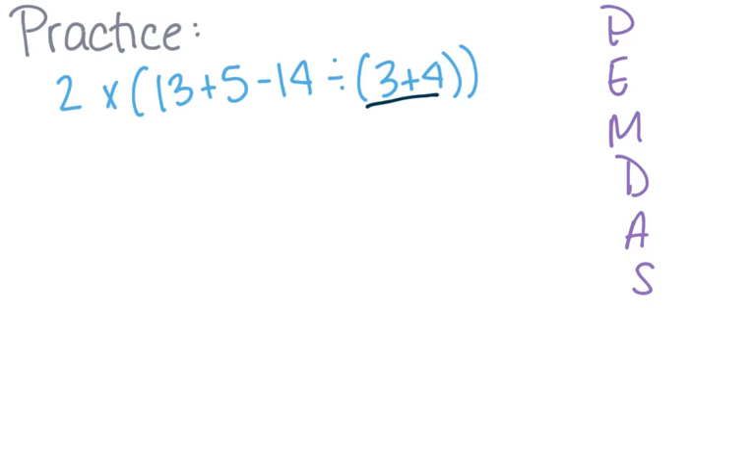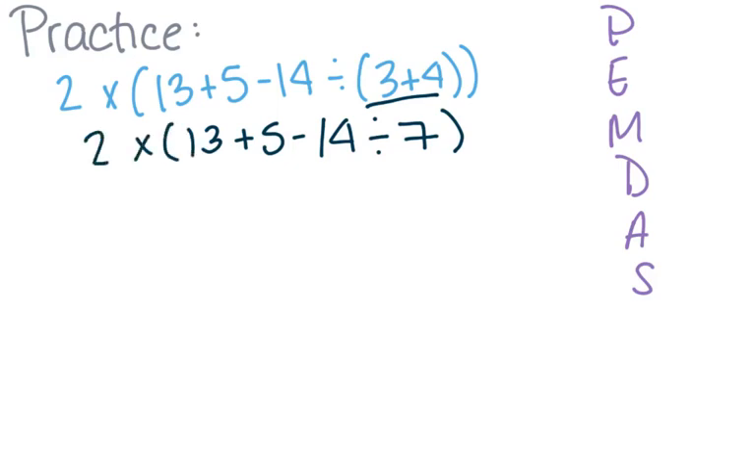Well, I'm going to tell you what we're going to do. We're going to add 3 and 4 together, and we're going to get 7. So now we have 2 times (13 plus 5 minus 14 divided by 7). So now we're going to do everything else that is in the parentheses first. And we have addition, subtraction, and division within our parentheses. So we're going to start with 14 divided by 7.